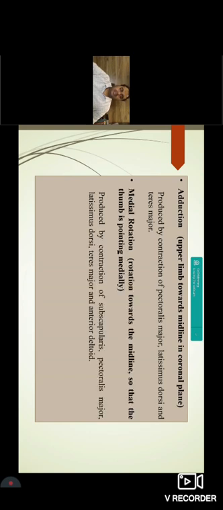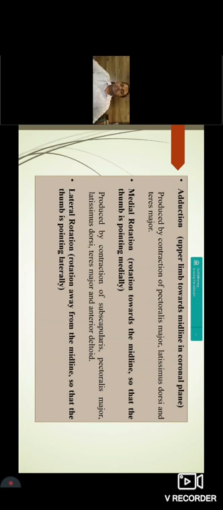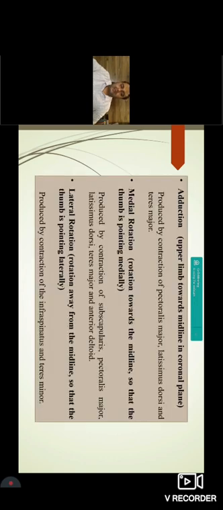Adduction is produced by the contraction of pectoralis major, latissimus dorsi, and teres major, and we talked about medial rotation, internal rotation, by contraction of subscapularis, pectoralis major, latissimus dorsi, teres major, and anterior deltoid. Lateral rotation, away from the midline, right, is produced by the infraspinatus and teres minor.